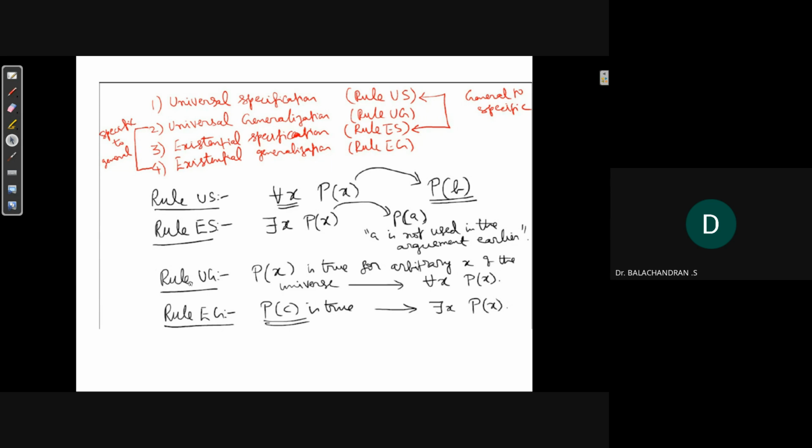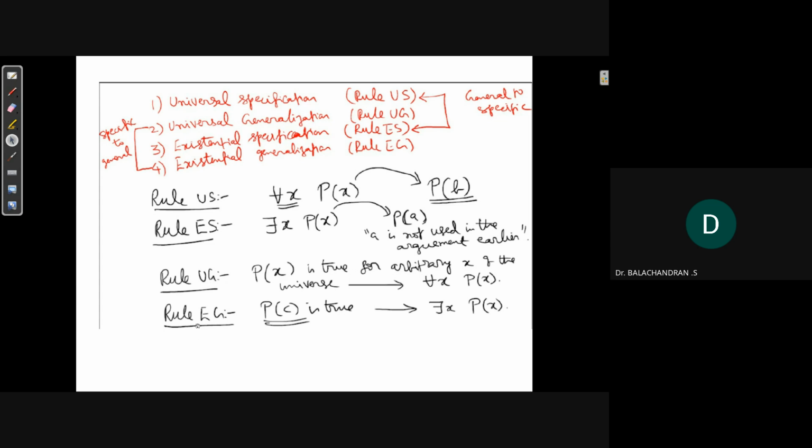And then rule UG. UG is just the opposite of rule US. So if P of x is true for arbitrary x of the universe, then you can write for every x, P of x. That is called rule UG.